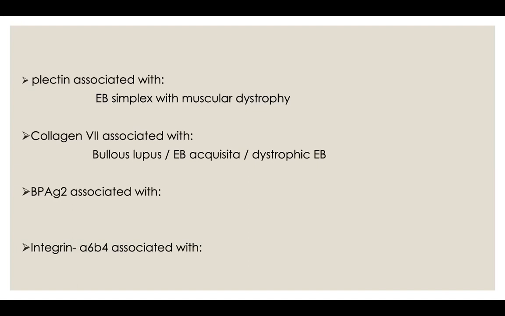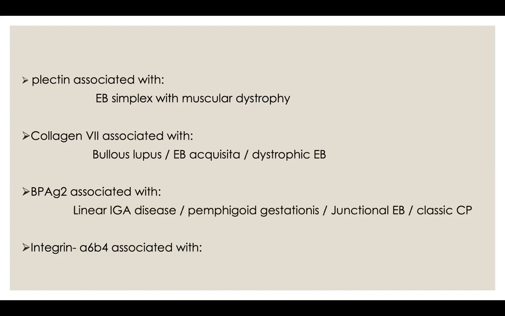Bullous pemphigoid antigen 2. We have lots of diseases with bullous pemphigoid antigen 2. At least one. Yes, it's with linear IgA disease, with pemphigoid gestationis, with junctional EB, with the classic cicatricial pemphigoid as well. Well done. And last but not least, integrin alpha 6 beta 4, very important as well, with junctional EB with pyloric stenosis. That's a quick revision.